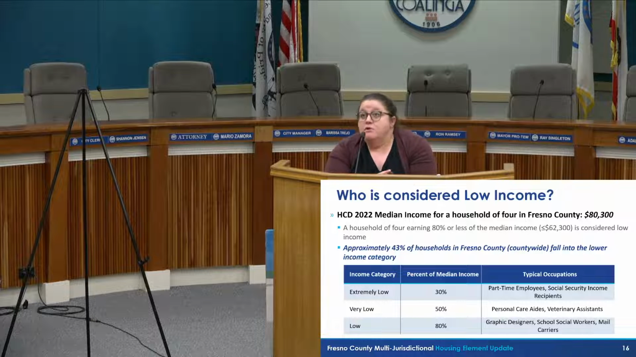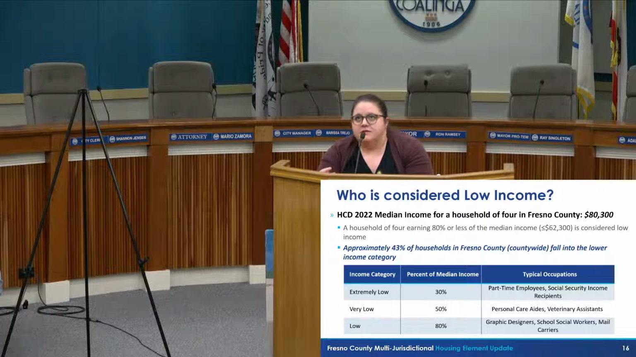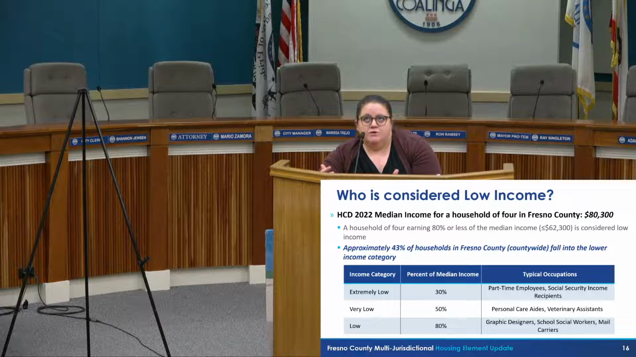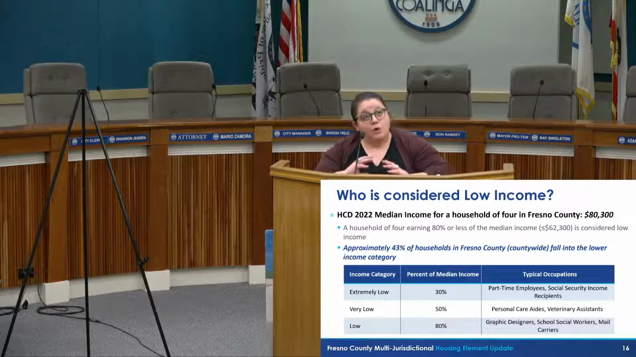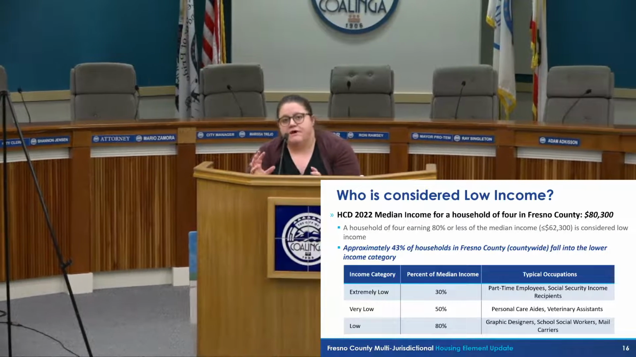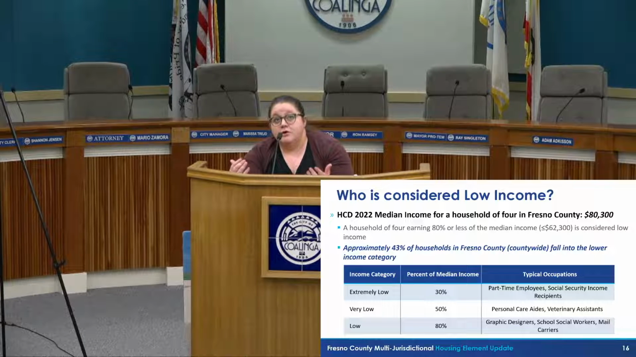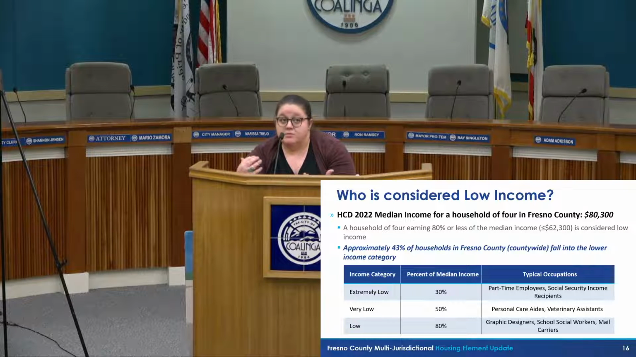Furthermore, who is considered low income when we're talking about special needs housing and these types of things? Here in Fresno County, for a family of 4, low income is $62,300 per year, and that is considered low income. And within the whole county, about 43% of households fall into that lower income category of 62,000 or below.